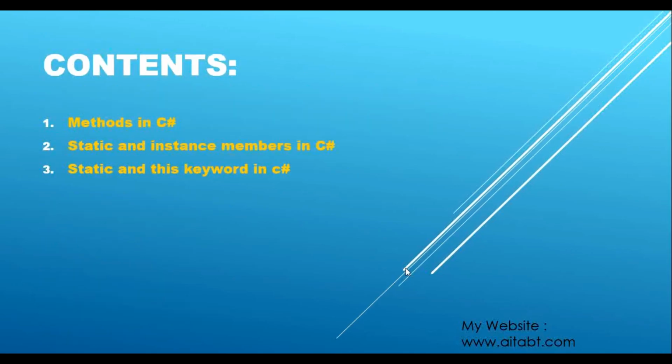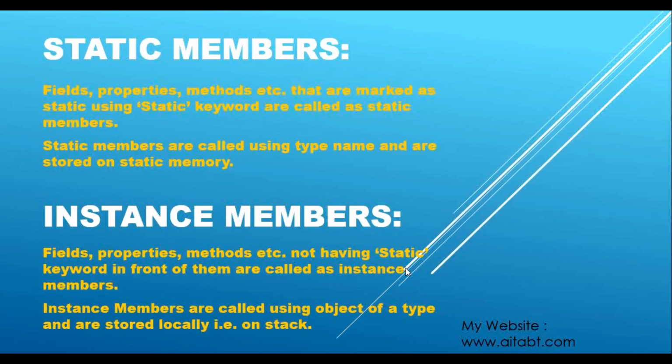Now let's see what the static and instance members in C# are. Static members, that is fields, properties, methods, etc. that are marked as static using the static keyword are called static members. Now what does that mean? We will see them in action, don't worry, just read these things. Second point: static members are called using the type name and are stored in the static memory.